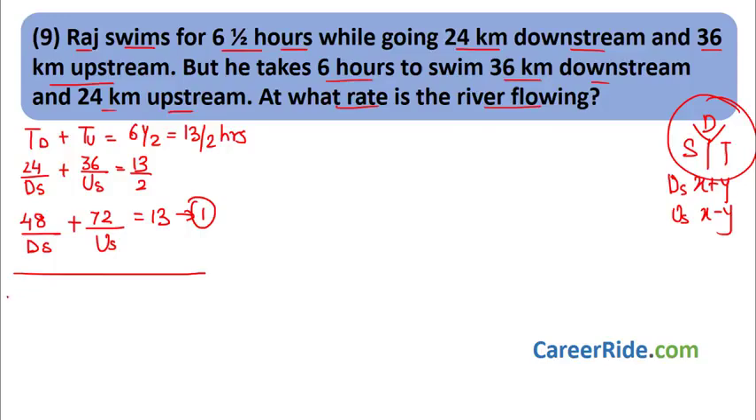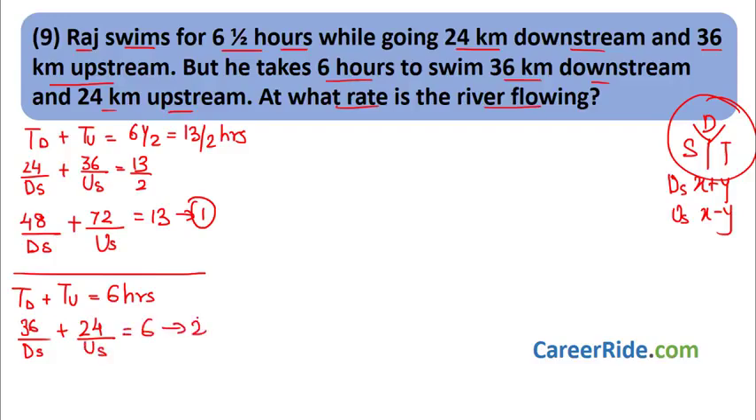They say he takes 6 hours to swim 36 kilometers downstream and 24 kilometers upstream. So time taken to go downstream plus time taken to go upstream in the second case is just 6 hours, correct? So over here, what is the time taken to go downstream? That is nothing but distance upon speed. What is the distance downstream? It is 36 divided by downstream speed plus 24 kilometers upstream divided by upstream speed, that is 6.